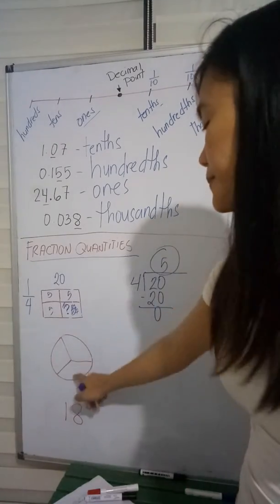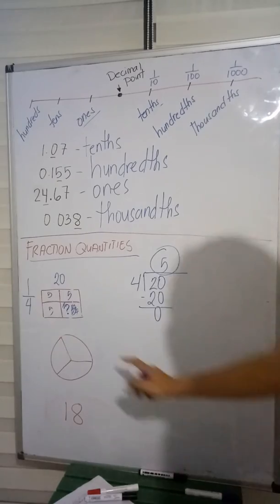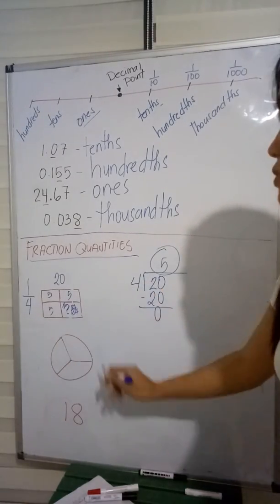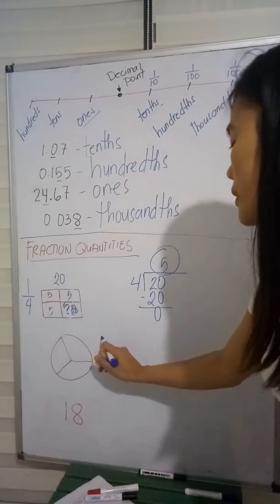Now, this one. Let's say, for example, this circle here, the total value of this circle is 21.